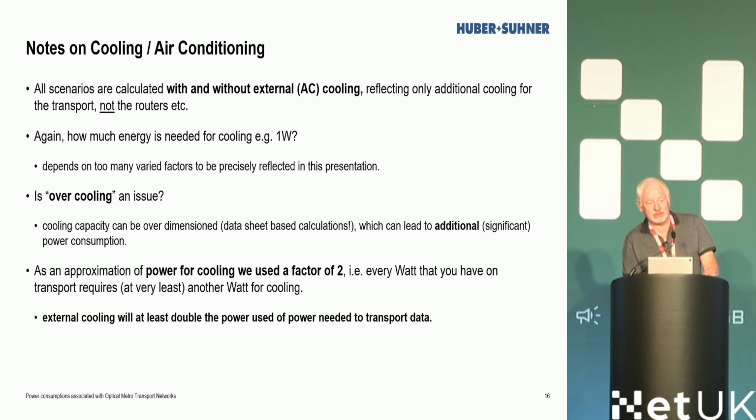Cooling, air conditioning. If you have product that needs cooling, it's very difficult again to work out what that cooling adds in terms of power usage. But as a rule of thumb, what we've come up with is that for every watt of power used for the WDM system, we've added a watt of power for the air conditioning. So we basically doubled it if you use cooling, or air conditioning, I should say.